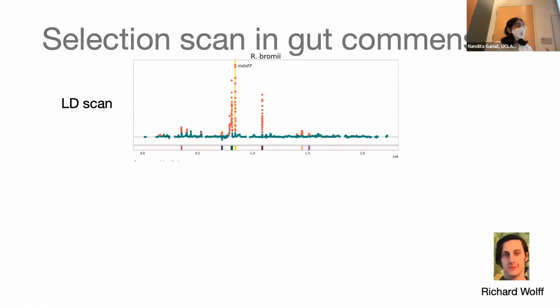And when we apply this statistic to microbiome data, we get some really interesting candidates of selection. So this is the species Ruminococcus bromii. In orange are significant hits. You can see these peaks. And Ricky's highlighted this mdxEF locus. What is it? Well, it's involved in maltodextrin metabolism. What's that? Well, if you've had potato chips today or at this seminar, you probably had it.